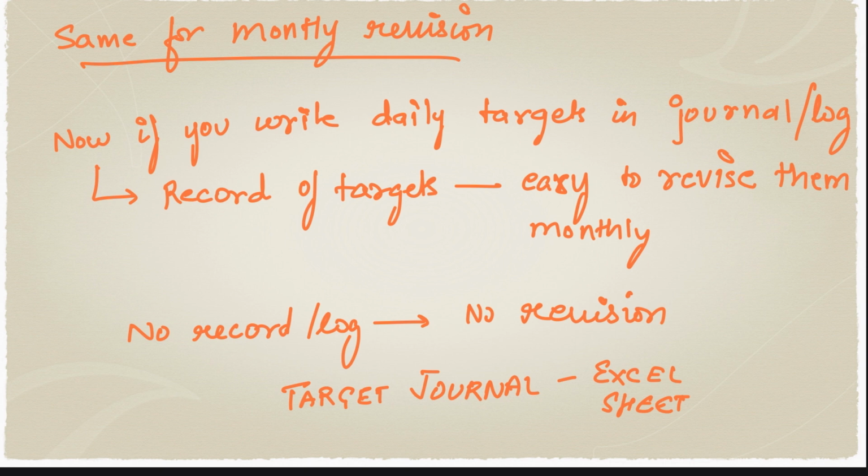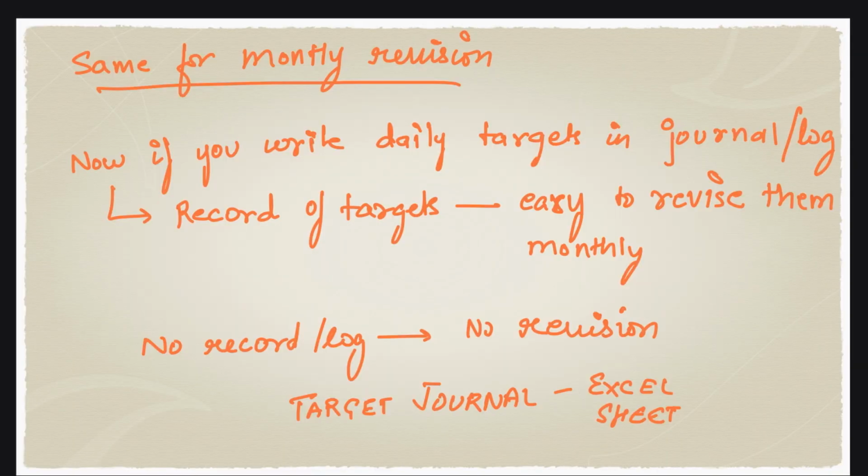Now, this revision algorithm can work only and only if you have a certain system of record of daily targets, like either you are writing it in a journal or you are making an Excel sheet. The record of targets can be in online or offline mode. When you have a record or a logbook, it will be much easier to revise at the end of the day, the end of the week or the end of the month. If you have no record, no logbook of your targets, it will be very difficult for you to revise. So there has to be a target journal, be it a diary or an Excel sheet.